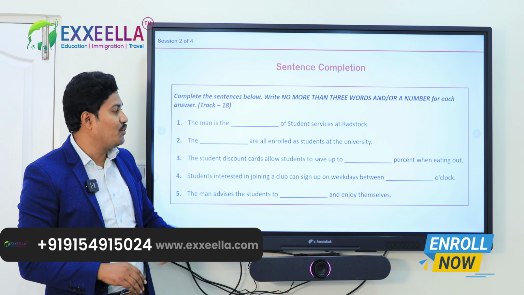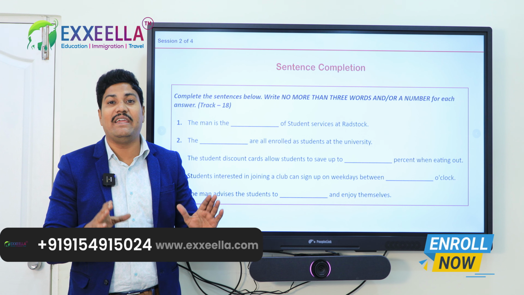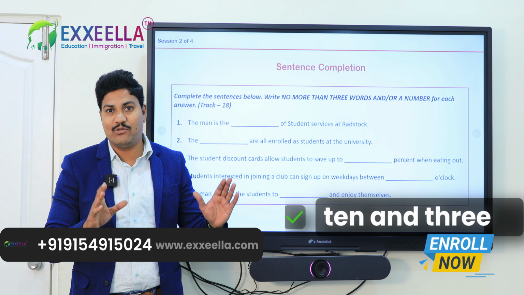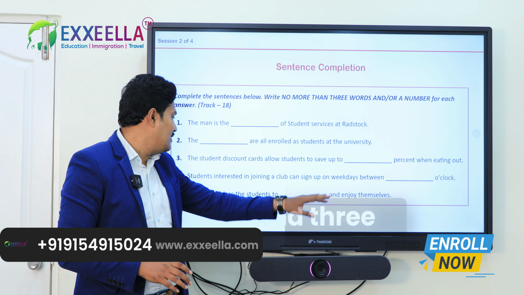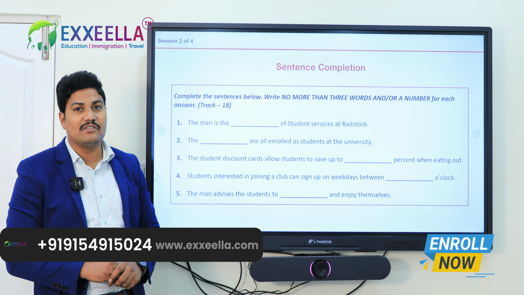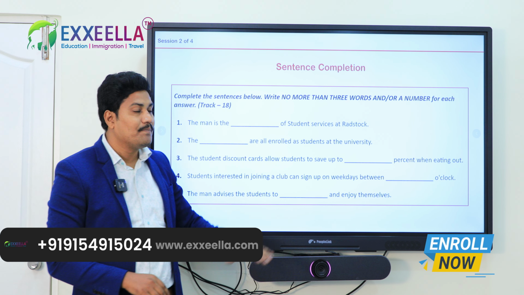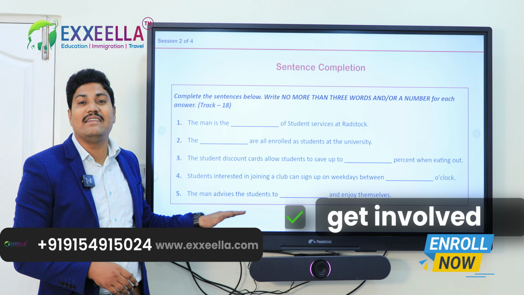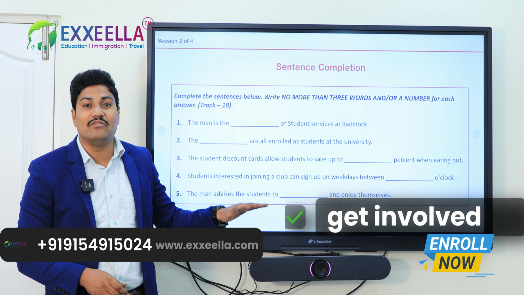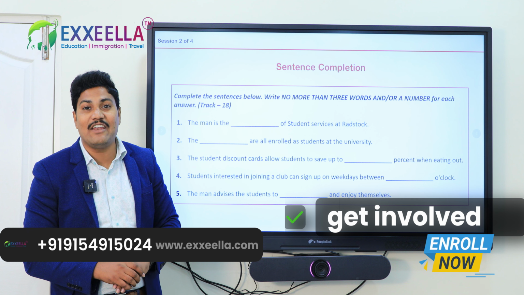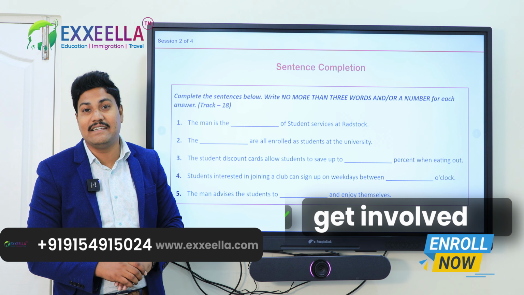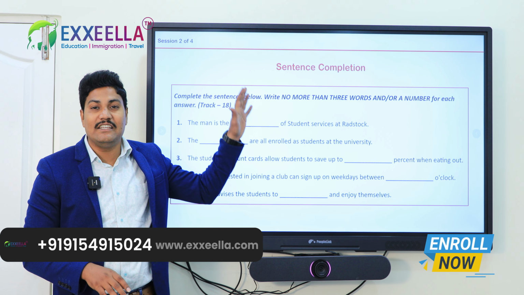And coming to the fourth one, so when will they be available? Between 10 and 3. So you need to write 10 and 3. That is the answer for the fourth question. And coming to the fifth one, so what is the answer for the fifth one? It is get involved. So what the man is advising here, get involved. G-E-T, get, I-N-V-O-L-V-E-D, get involved. So these are the answers for these 5 questions.